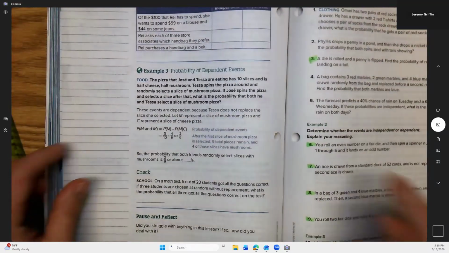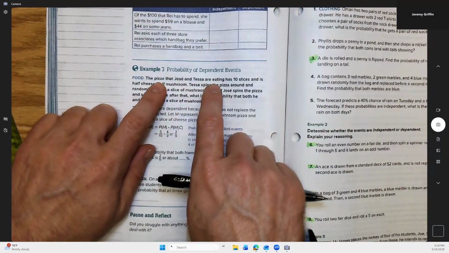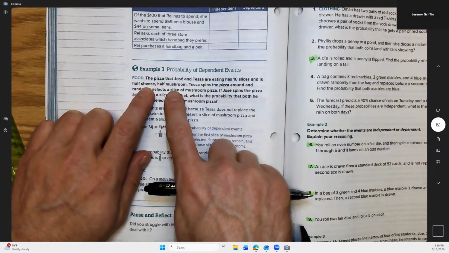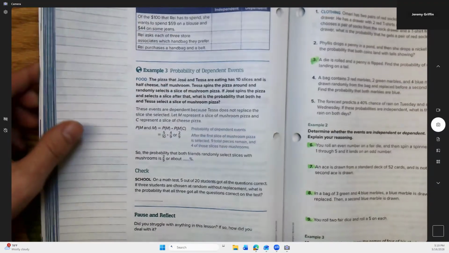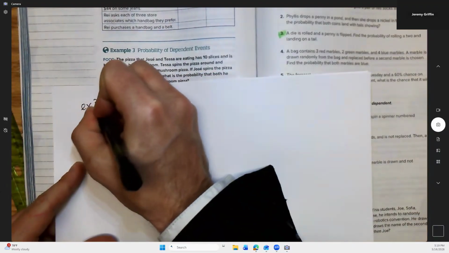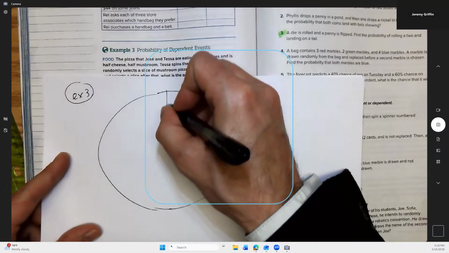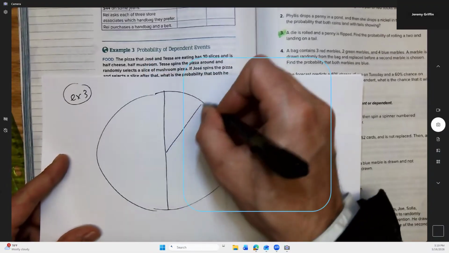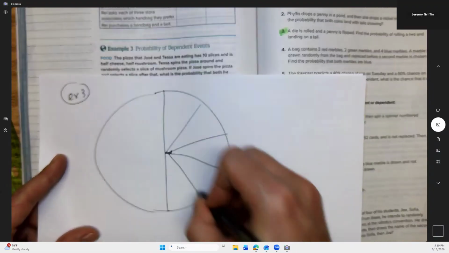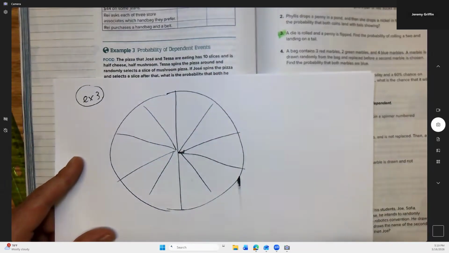Let's do example 3 here. Probability of dependent events. The pizza that Jose and Tessa are eating has 10 slices and is half cheese, half mushroom. I'd like to draw that out. Let's draw that pizza before I keep reading that paragraph. Okay, so example 3, drawn out here. Got a pizza. It says 10 slices. Let's get 10. I can definitely cut it in half. 1, 2, 3, 4, 5 slices on the right. 2, 3, 4, 5 slices on the left. Now I got 10 slices.